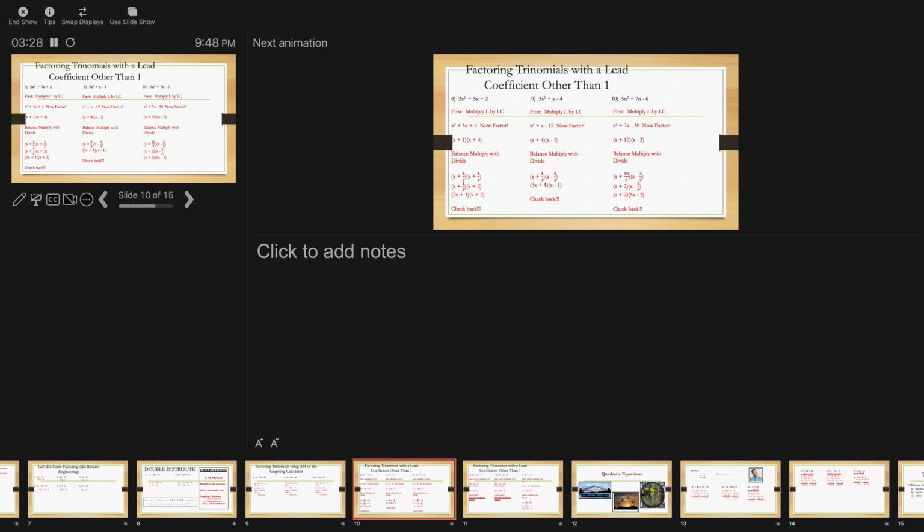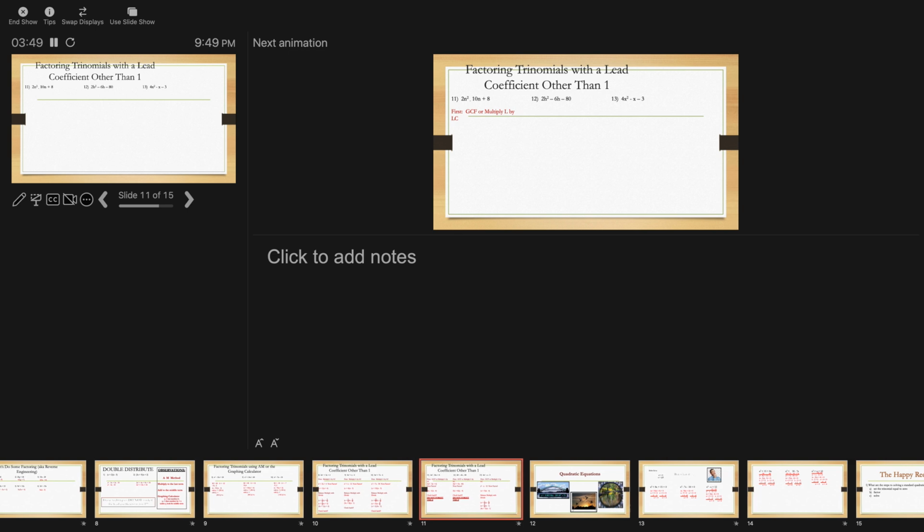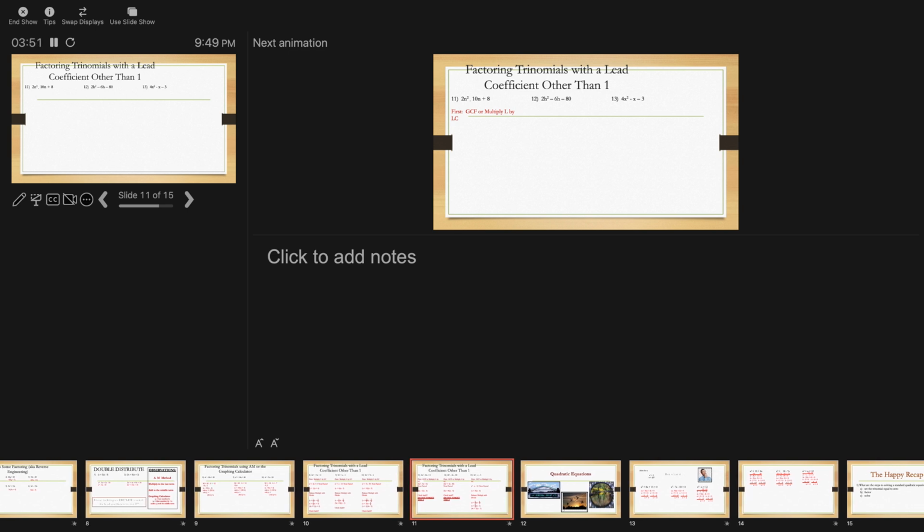Distributing back, x times 5x is 5x squared, x times negative 3 is negative 3x's. 2 times 5x is 10x. 10x and negative 3x makes 7x, and 2 times negative 3 is negative 6. So bingo, it works. Lights flash, bells ring. I did my check back. Okay, that's supposed to be a minus in between. 2n squared minus 10n plus 8.